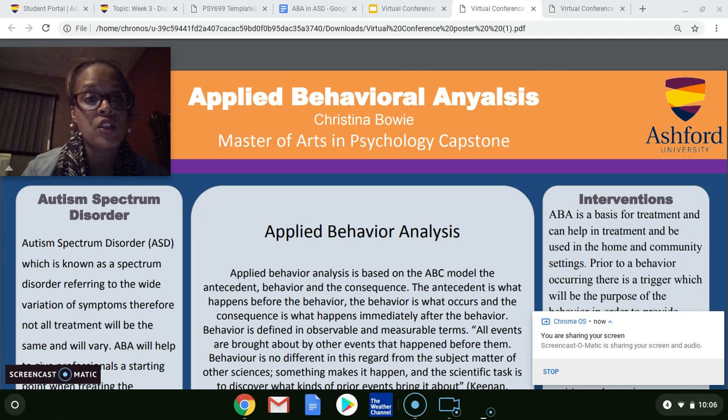Helping professionals with a starting point in treatment options in ASD will only help in providing effective treatment. The earlier the treatment, the more effective recovery, as well as finding the right treatment for each ASD patient. ABA is a starting point for professionals seeking to treat ASD patients.